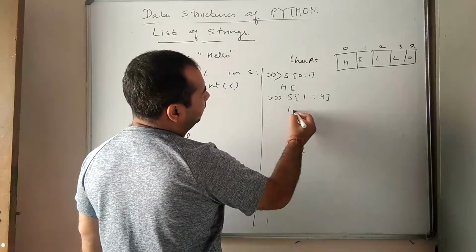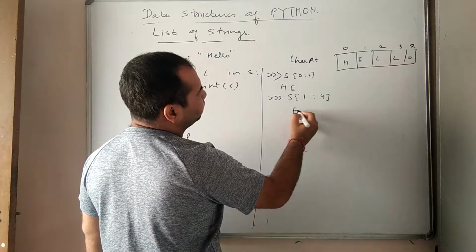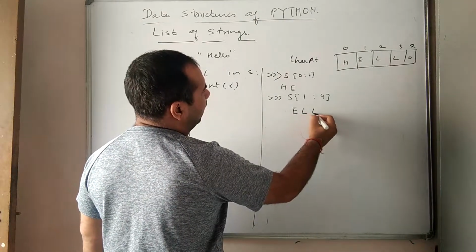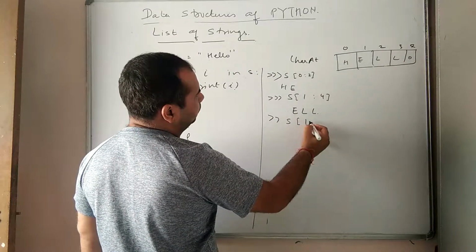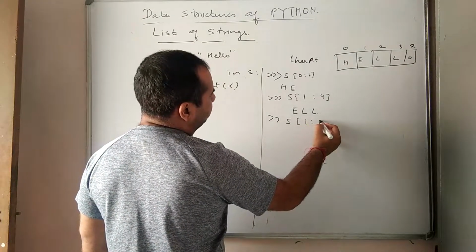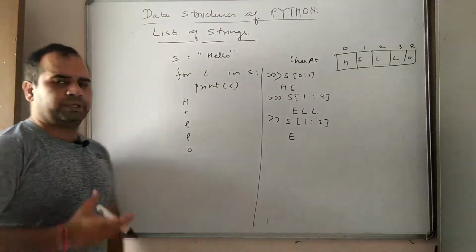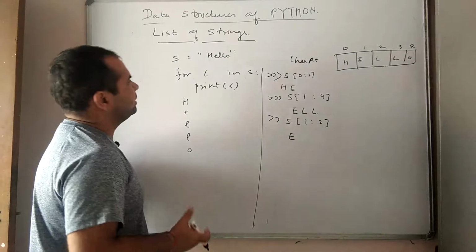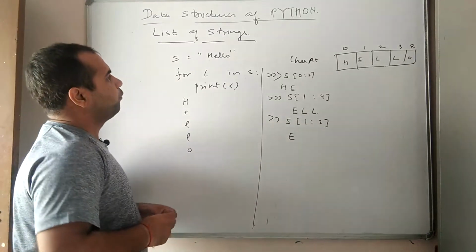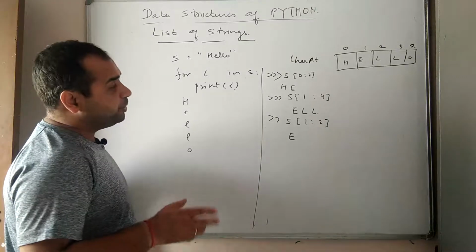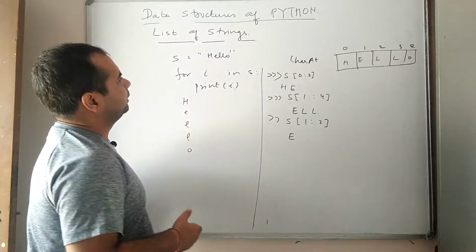It will be s[1], sorry, it is E, L, L. Similarly, s[1:2] will get only E. So the purpose of saying this is that you can see how easily we can manipulate the characters of a simple string or characters of a word. And can we do the same thing with a big string also? Yes, of course we can do that.